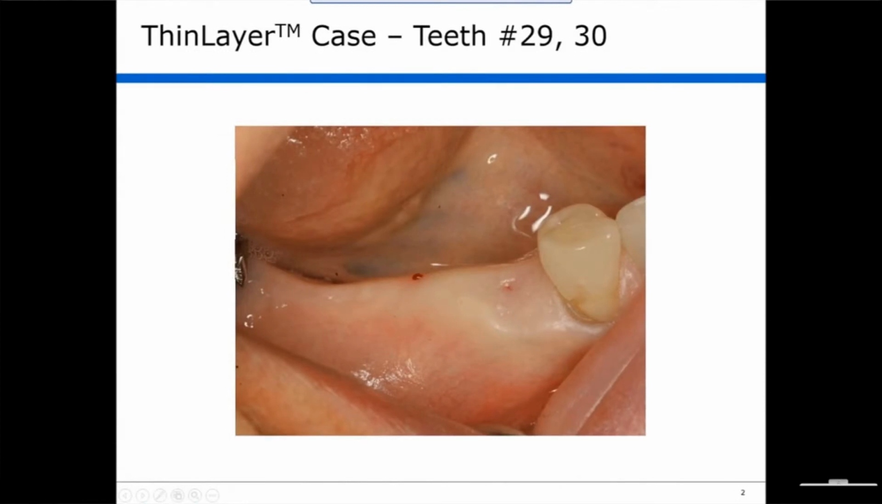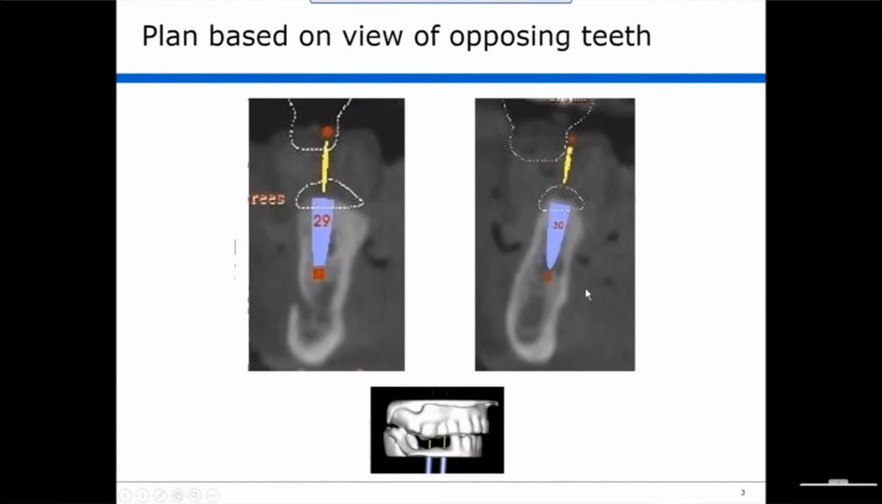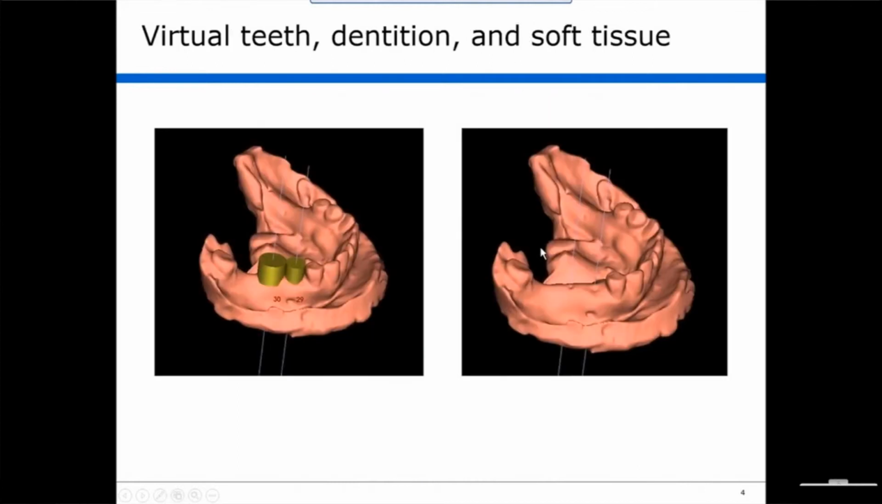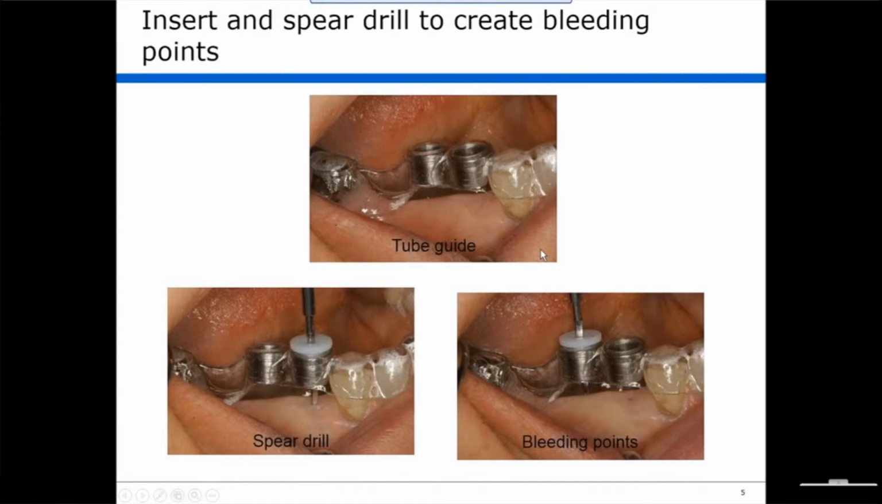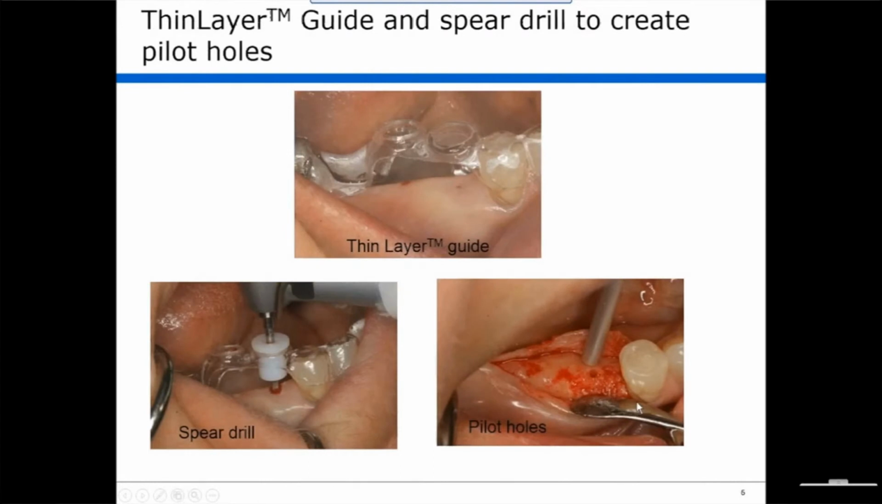This is a set of surgical slides on the case that we just did. So, here's the planning, which you've already seen. And this is a ThinLayer case. So this is done differently than a tube case. Conceptually, this is very different than a tube case. And this is something you would use in a situation where you couldn't use the tube because you had inadequate vertical space. So in this case, you use a tube guide with an insert and an endo file or a spear drill to create a bleeding point. That's one point of the trajectory. You remove the tube guide and place a ThinLayer guide.